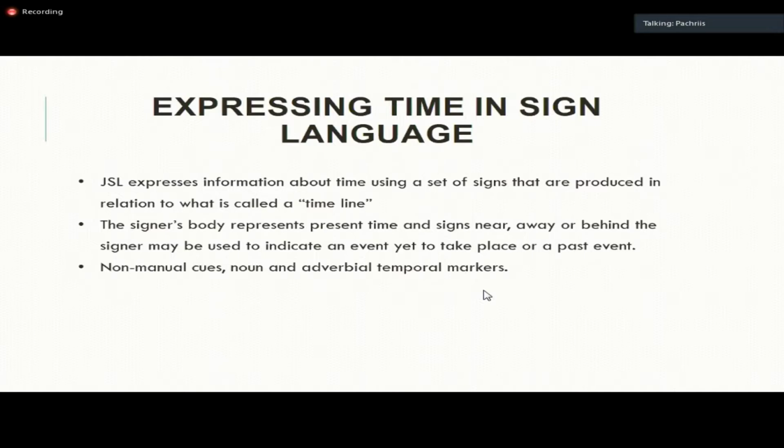So the sinus body is basically a point of reference, that's your moment of speaking. Any sign away or in a forward position from the sinus body would be something for future events, and anything behind or back would be more in reference to past. So if there's an instance where there is no timeline communicated, the default interpretation is present.